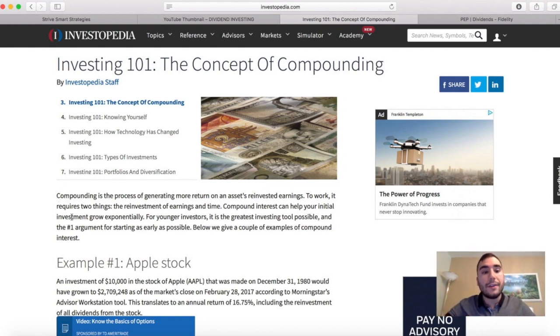To work, it requires two things: the reinvestment of earnings and time, right? Time is very important for this to work because you need to have a lot of years under your belt of quarterly dividends. Let's say you have 10 years of quarterly dividends. That's 40 quarters of dividends, right? And let's say you reinvest all of that money you're getting in those 40 quarters of dividends. Just think about how big your portfolio is going to be after 10 years, let alone 20, 30 years, guys.